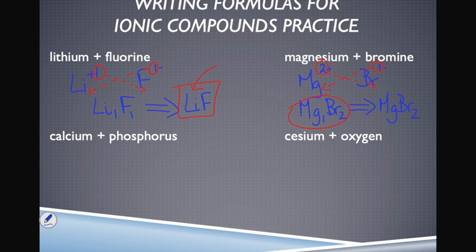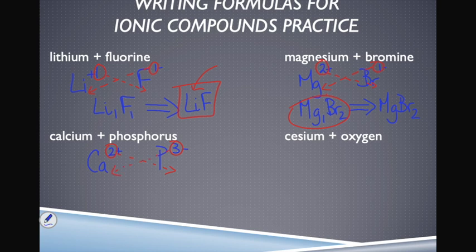Okay, I'm going to go through calcium and phosphorus, cesium and oxygen. If you're feeling like, hey, I've got a pretty solid understanding, pause the video here. Try these 2 on your own. Come back, join us. Calcium and phosphorus. Calcium, Ca, forms ions with a charge of 2+. Phosphorus, P, and when it's phosphide, it has a 3- charge. Cross and drop, fam. Boom.